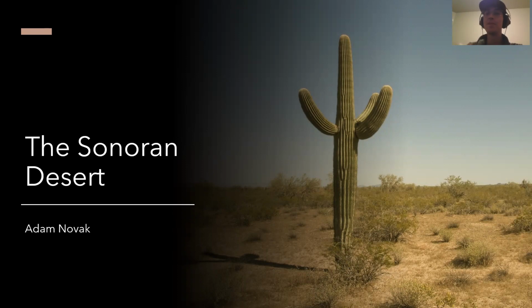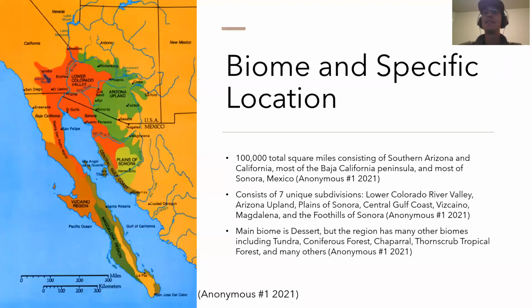So first, the biome and specific location. This desert is found in southwestern United States and northwestern Mexico. More specifically, it's about 100,000 total square miles consisting of southern Arizona and California, most of the Baja California Peninsula, and most of the state of Sonora, Mexico, which is where it gets its name.